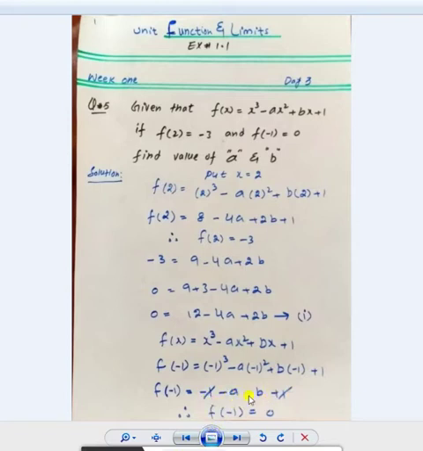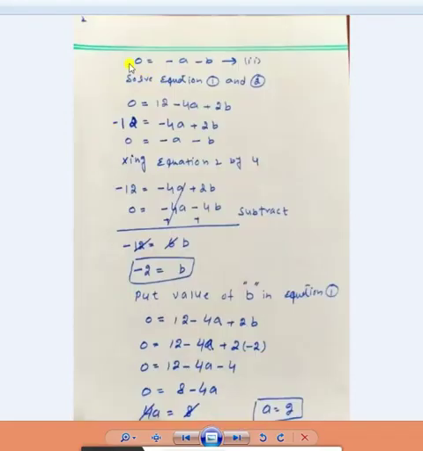We have just −a − b, and in the place of f(−1) we put 0 because this is given in our question. 0 = −a − b. This is our second equation. So students, we solve equation 1 and equation 2. This is equation 1: 0 = 12 − 4a + 2b, and 12 goes on the left hand side and becomes negative. −12 = −4a + 2b, and the second equation is 0 = −a − b.